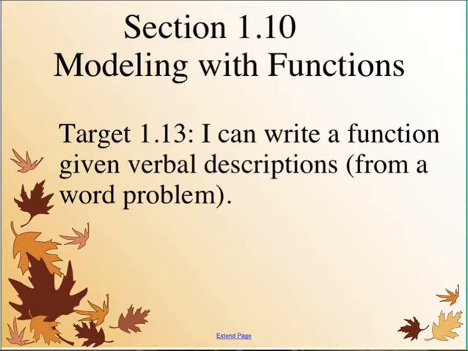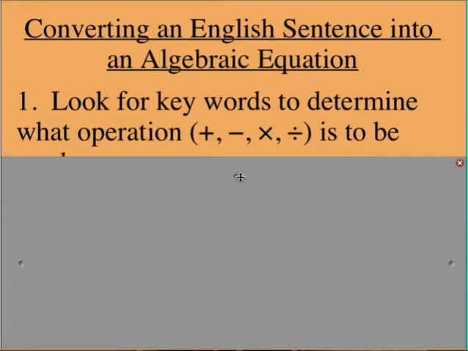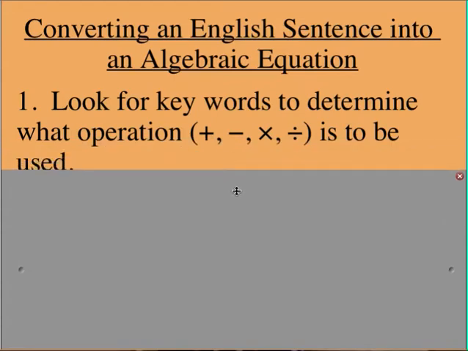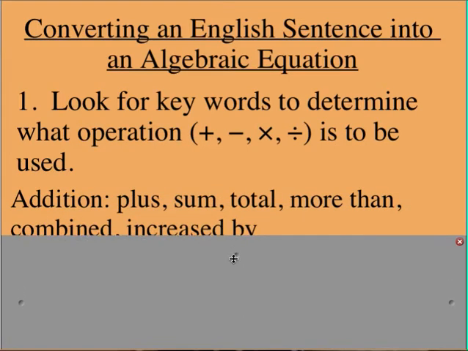examples. The first thing that you should be able to do is convert an English sentence into an algebraic equation. So anytime you're reading a word problem, there are some keywords that you want to look for that'll determine what operation you're going to be using. Are you going to be using addition, subtraction, multiplication, or division? So here are the keywords that you'll want to use addition for. Plus, sum, total, more than, combined, or increased by.